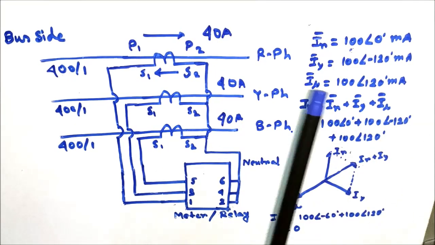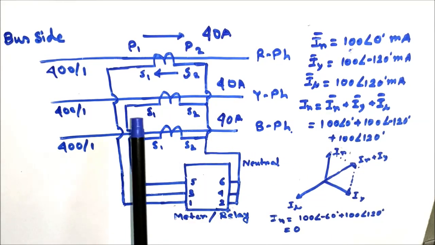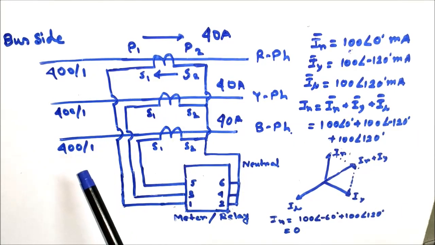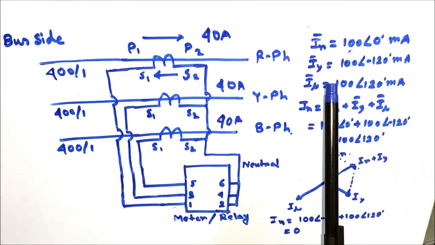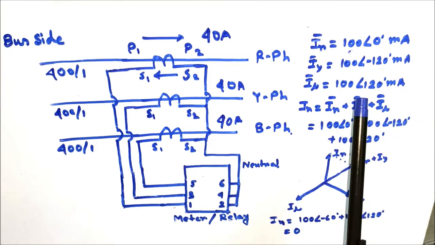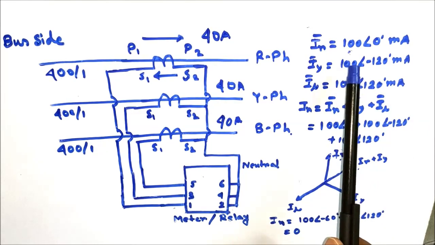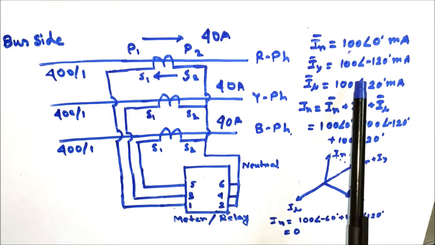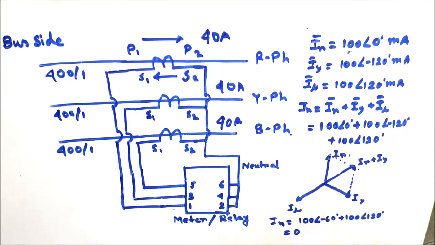Now consider that in the primary side for each phase 40 ampere current is flowing and the CT ratio is 400 by 1. Since the CT ratio is 400 by 1, in the secondary side the magnitude of the current will be 100 milliampere for the red phase, yellow phase and blue phase respectively, and they will be 120 degrees phase apart. That is, IR is equal to 100 at an angle of 0 degree milliampere, IY is equal to 100 at an angle of minus 120 degree, and IB is equal to 100 at an angle of 120 degree milliampere.